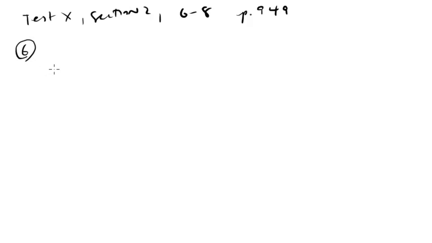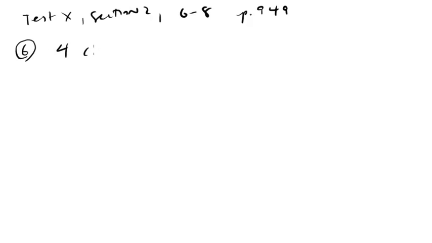Okay, so now we are on to test 10, section 2, numbers 6 to 8. So the last multiple choice, and this is starting on page 949. Number 6. Which of the following could be the remainders when 4 consecutive positive integers are each divided by 3?